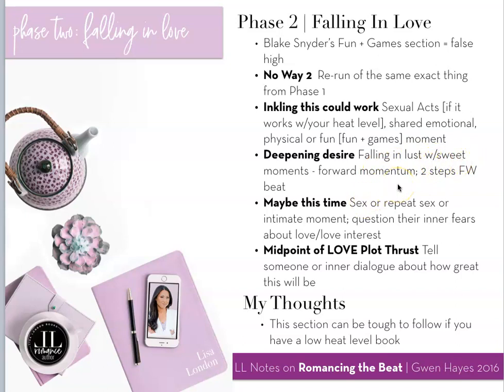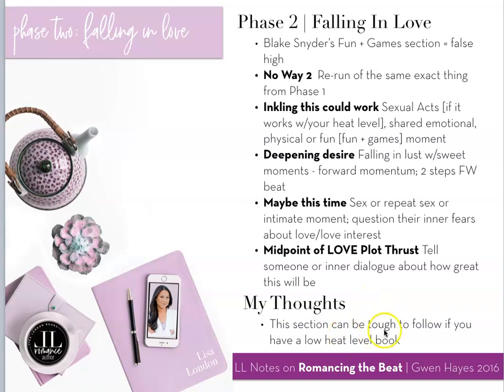But either way, that whole phrase, 2 steps forward, 1 step back, this is the point in the romance where they take 2 steps forward. The maybe this time, this is, again, they're either going to have sex for the first time, or if they've had sex before, they're going to do it again. But as I said before, if you don't have sex in your book, it's just an emotional, intimate moment, and it makes them question their inner fears, like maybe love could work. Maybe, you know, everything's okay with this particular person. And then this is the midpoint of the love plot thrust where they're so excited they can't wait to tell somebody, or if they have no somebody to tell, they just have an inner dialogue about how great everything is going.